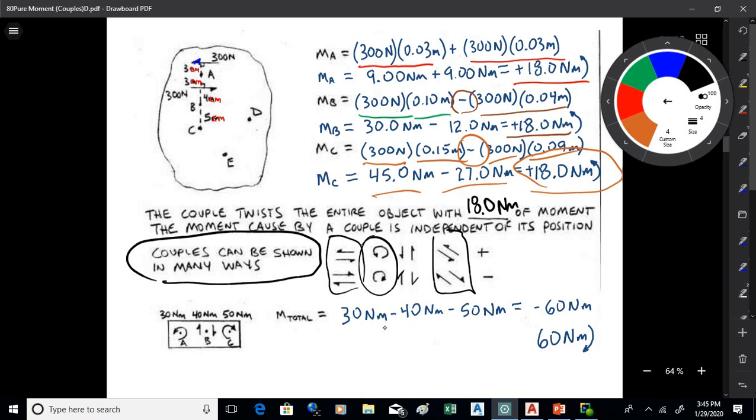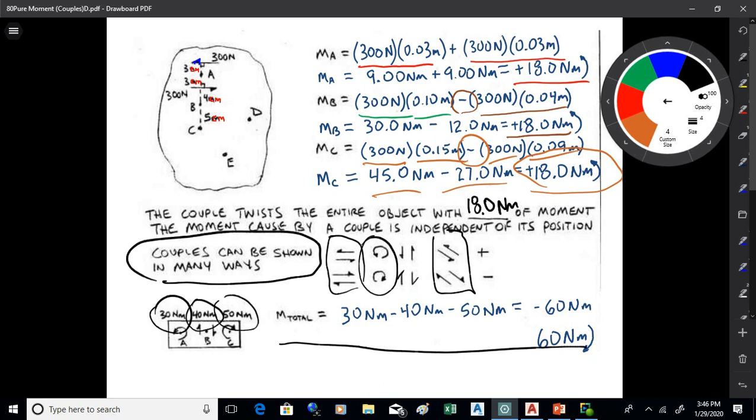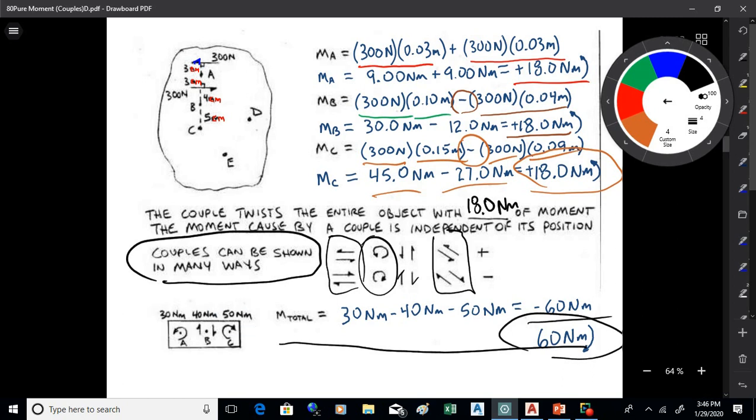Couples are additive. So I've got 30 Newton meters positive, 40 Newton meters negative, 50 negative. So that's a net moment on that rectangle there of negative 60 Newton meters, meaning clockwise 60 Newton meters. They're just labeled at the top, and those are just the values that I know those couples to be. So I'm just using some of the different symbols for couples. So you just label it with its magnitude. That's about it. So it's just another way to generate a moment.